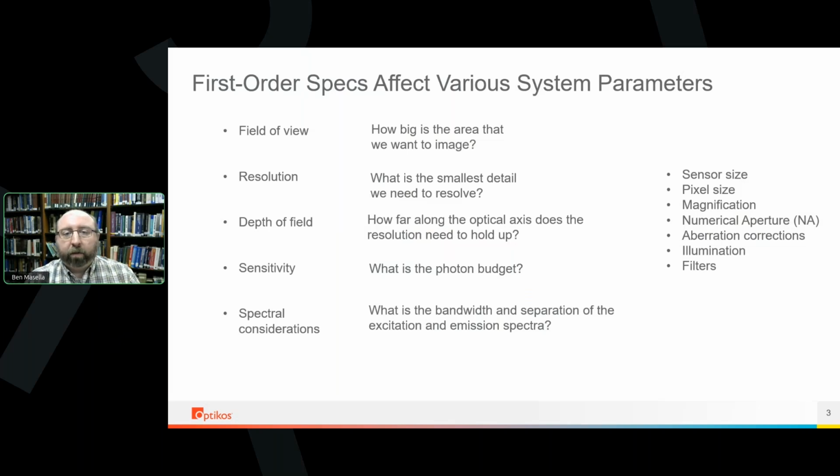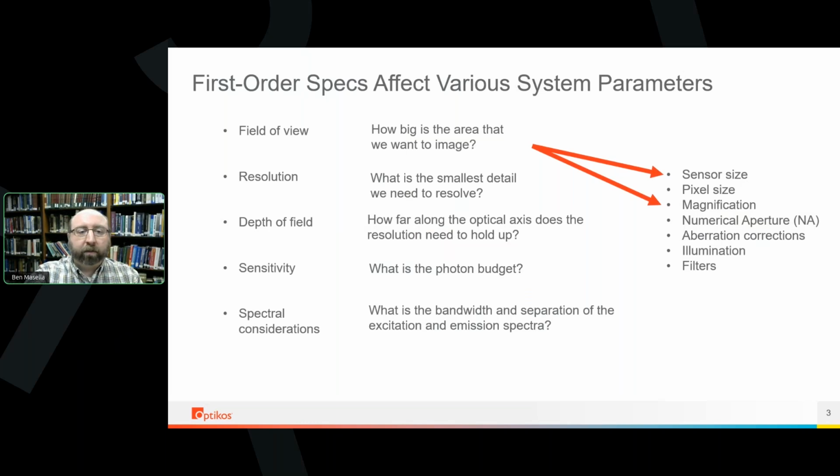These are the sort of core components that need to be achieved for a given system. So starting with field of view, how big is the image that you're actually going to record? That leads to a couple of different aspects of the optical system. One being the size of the sensor and the magnification. For a given size on your object, the magnification system is going to deliver that to a particular size on the sensor, and that is going to fully define your field of view.